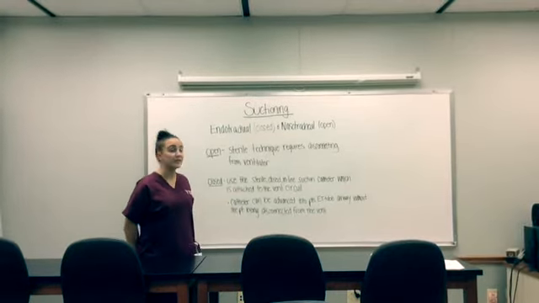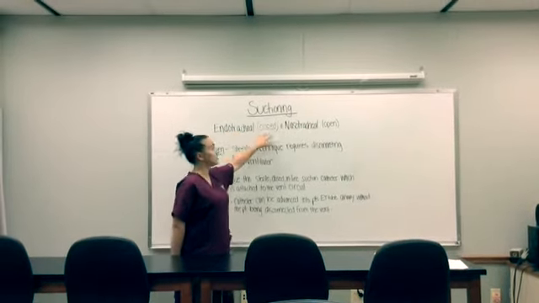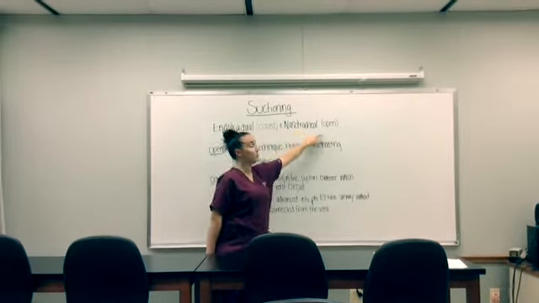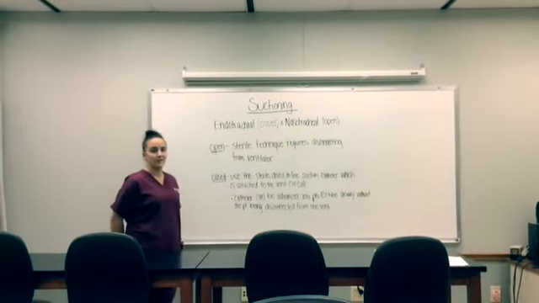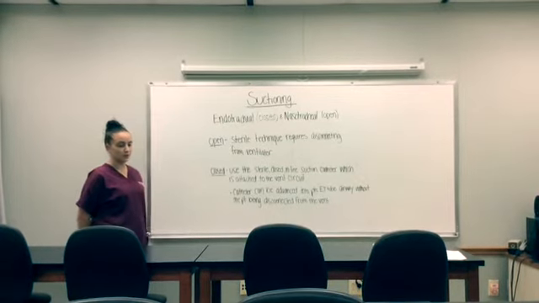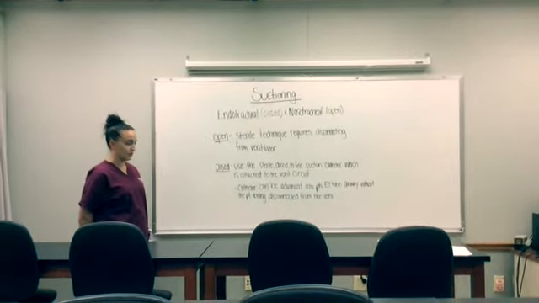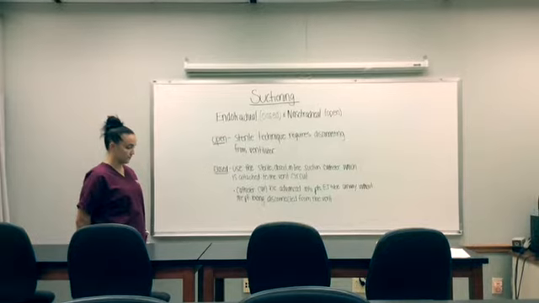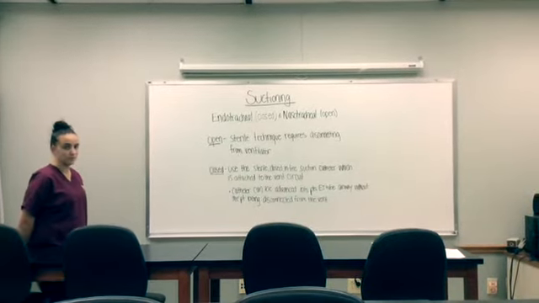Suctioning. There are two different types. We have endotracheal, which is closed, and we have nasotracheal, which is open. Suctioning is the application of negative pressure to airways through a collecting tube. Suctioning of the trachea and bronchi is usually done through the endotracheal tube or the tracheostomy tube.